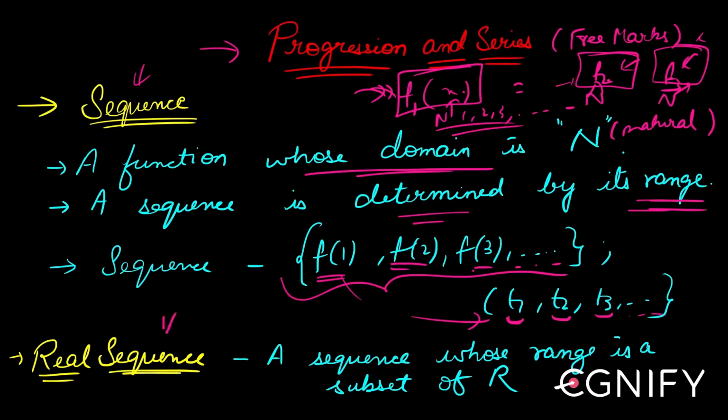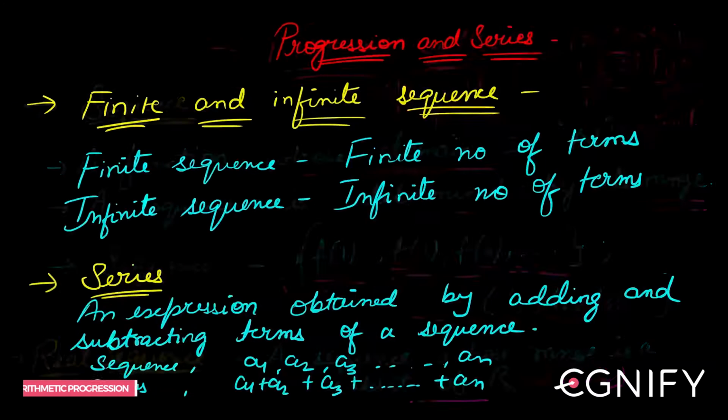So what do you mean by a real sequence? A sequence whose range is a subset of R, which is real numbers, all real numbers on your number line. Any sequence whose range, or whose output values, is a subset of those real numbers. That means you can't have any complex numbers in your sequence. Such a sequence is called a real sequence.